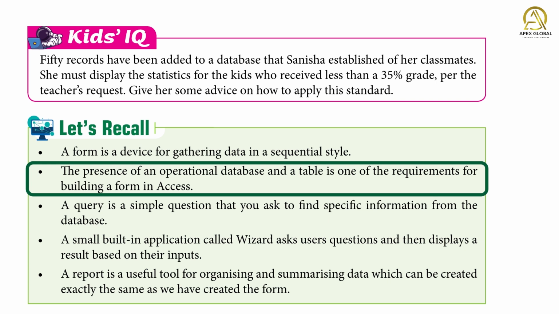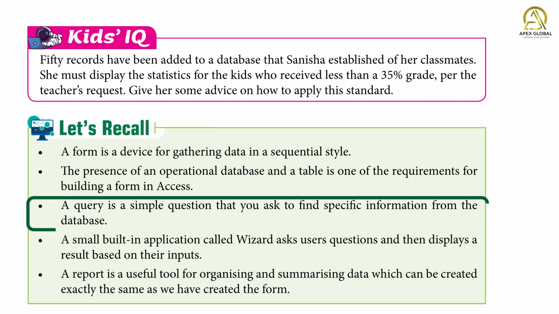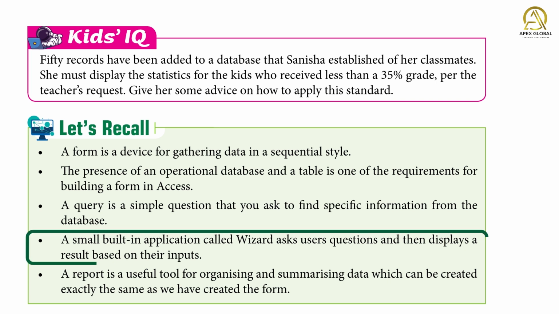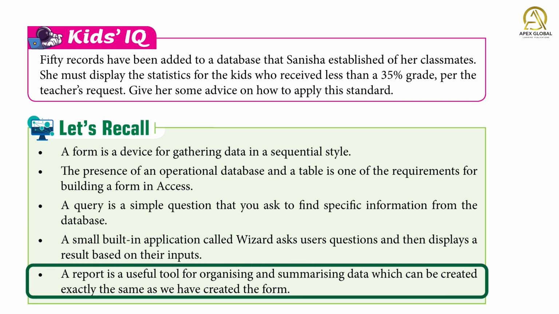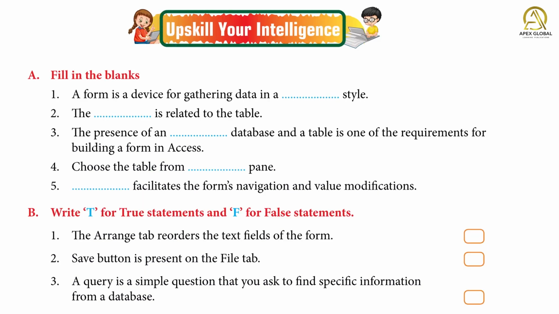The presence of an operational database and a table is one of the requirements for building a form in Access. A query is a simple question that you ask to find specific information from the database. A small built-in application called Wizard asks the user questions and then displays a result based on their inputs. A report is a useful tool for organizing and summarizing data, which can be created exactly the same as we have created the form.